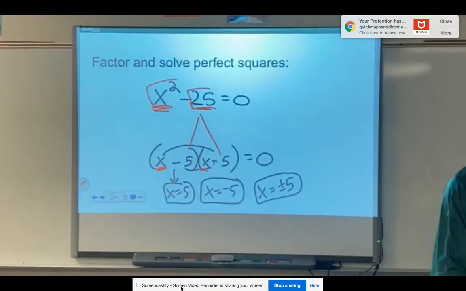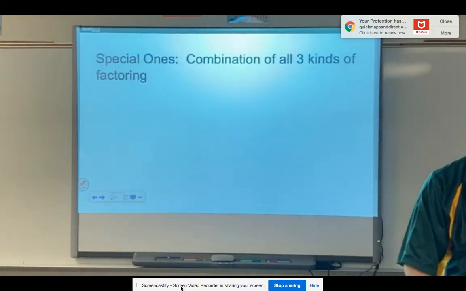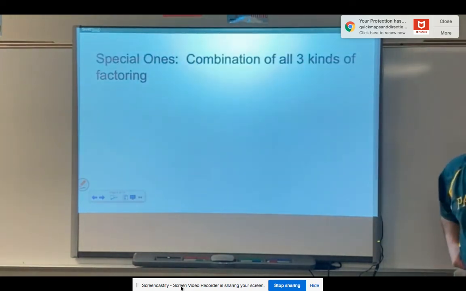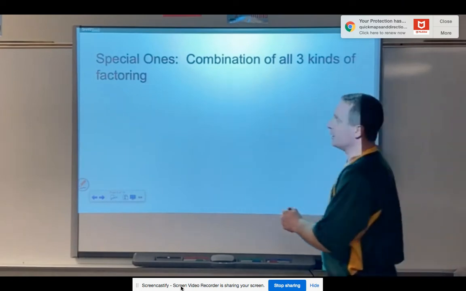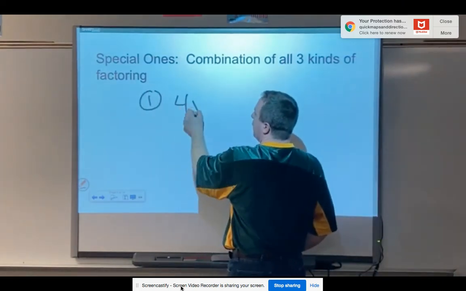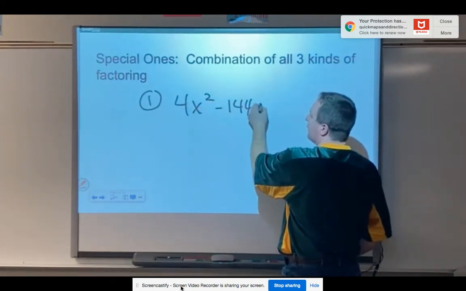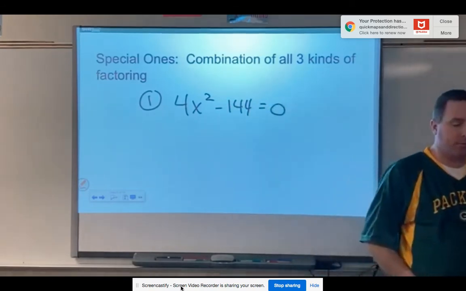All right, we're almost done here. Last thing here, well, second to last thing, we're going to combine everything. Put it all together. I'm going to take a look at 3 little examples here. What if I had this? 4x squared minus 144 equals 0.